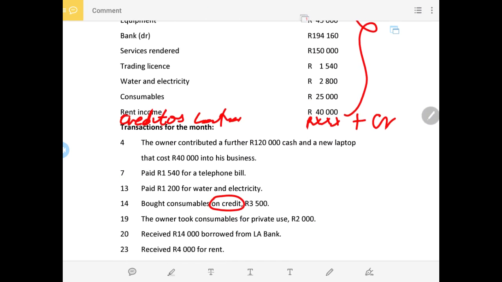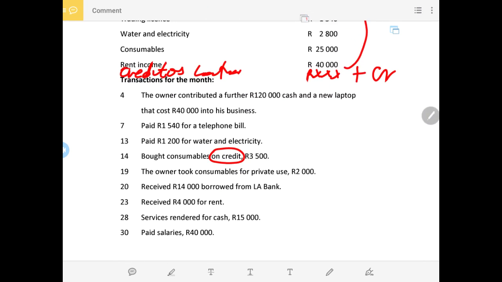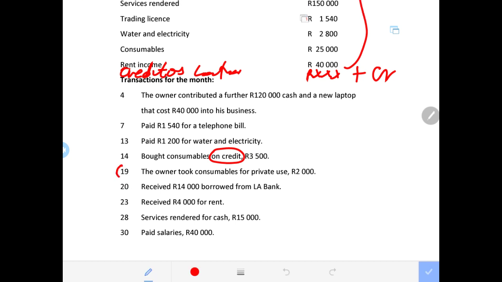Now we have recorded number 14. We are going to number 15. Number 19. Now it says the owner took consumables. If the owner takes something, this is called drawings. The owner took. Then the second question is, what did the owner take? The owner took consumables.